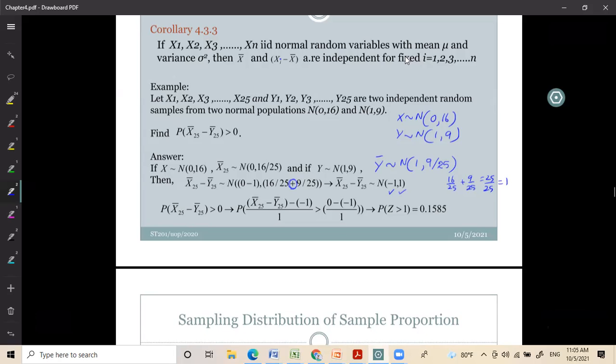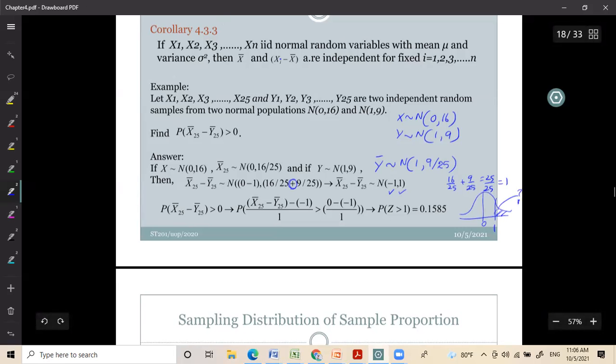So if you want to find the probability x bar minus y bar greater than 0, you standardize it and read the standard normal table. How do you standardize it? For x bar minus y bar, you subtract the mean, which is -1, divided by the standard deviation. Variance is 1, so the standard deviation is also 1. So you end up with 1 over 1, which is 1. The probability that z is greater than 1. So I have to read the z table. 1 will be somewhere here. You can find this probability. You know how to read the z table, the standard normal table, right? So reading that table, you can find 0.1585.